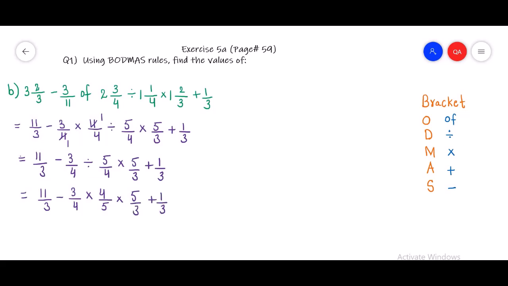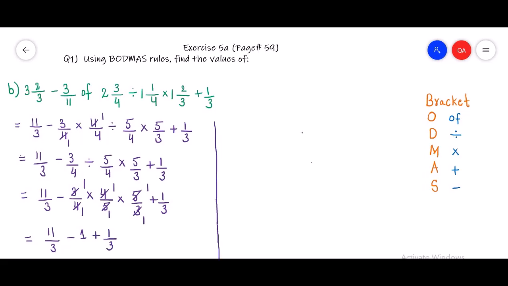Now we will perform multiplication. So here you can see 4 ones are 4, 4 ones are 4, 5 ones are 5 and 5 ones are 5. Similarly 3 ones are 3 and 3 ones are 3, which is equal to 11 by 3 minus 1 plus 1 by 3. Now we have two operations, addition and subtraction. So first we will perform addition and then subtraction.